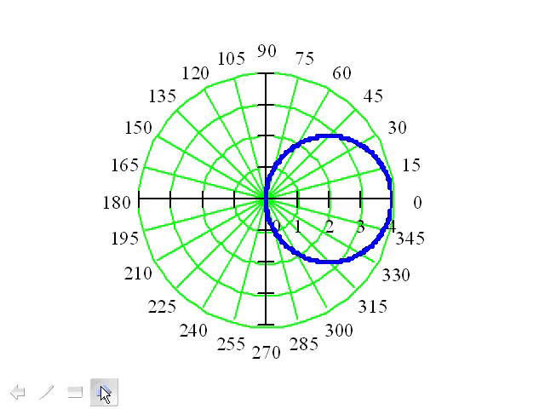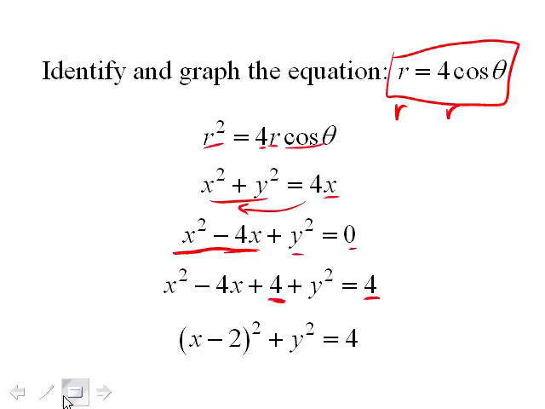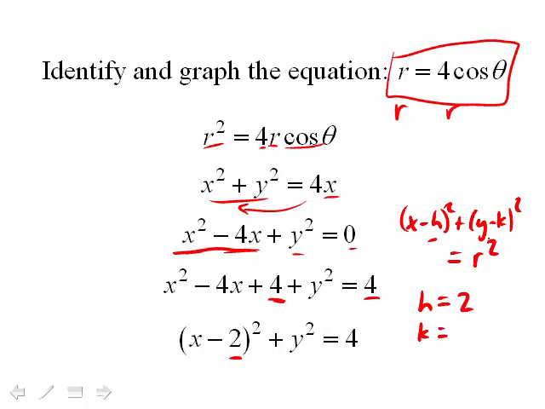Let's go back and look at it one more time. X minus 2 squared plus y squared equals 4. Think about the standard form for the equation of a circle. X minus h squared plus y minus k squared equals r squared. So we've got h is 2, and there's no term with y there, so k is 0, and r squared is 4, so r is 2.